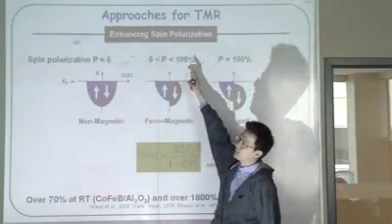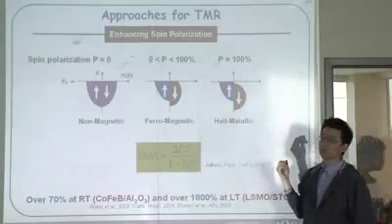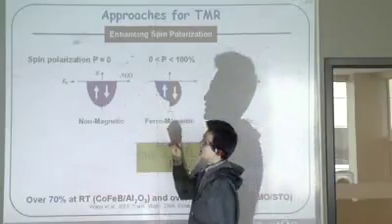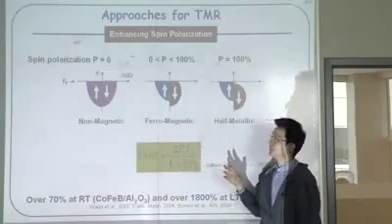The first and the most natural way is to enhance the spin polarization of the two electrodes. So what I'm illustrating here is the two bands of the spin up and spin down channels.